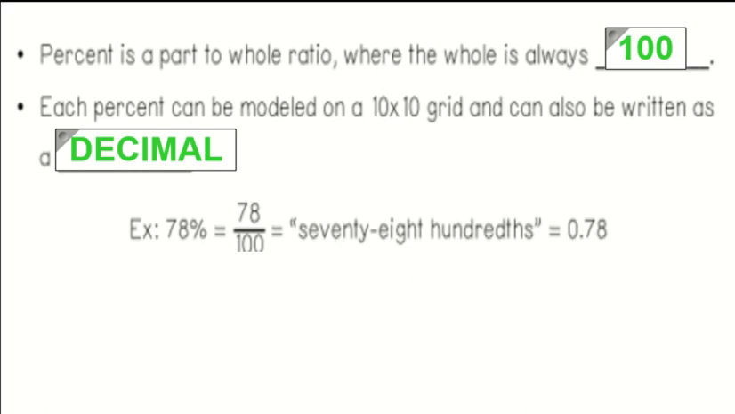All right, so if you have 78%, that's 78 over 100, or that's also said 78 hundredths. 0.78 is also said 78 hundredths.